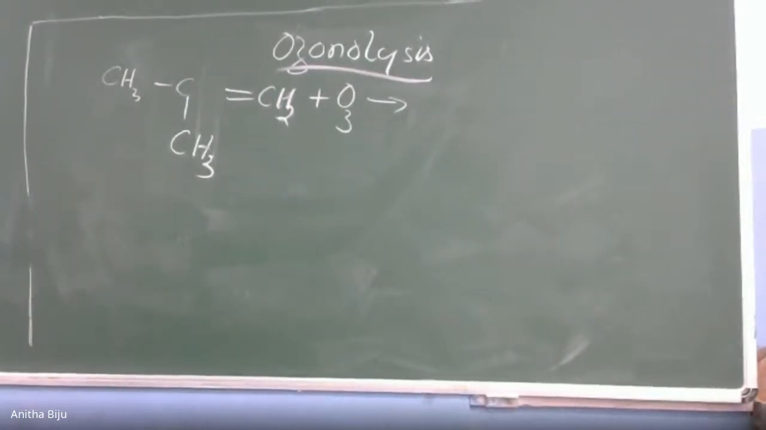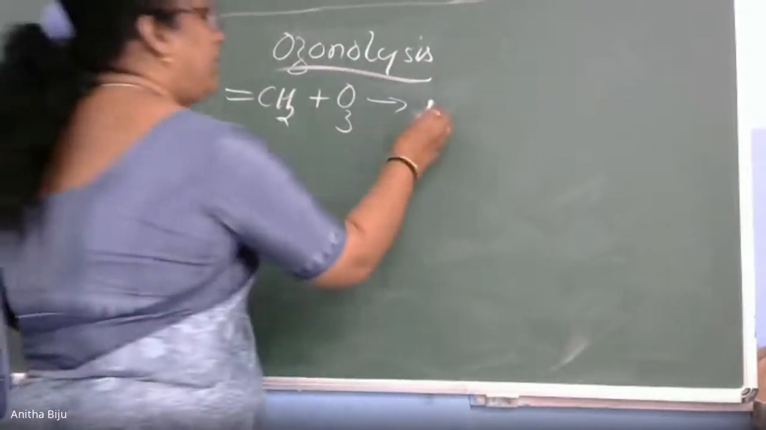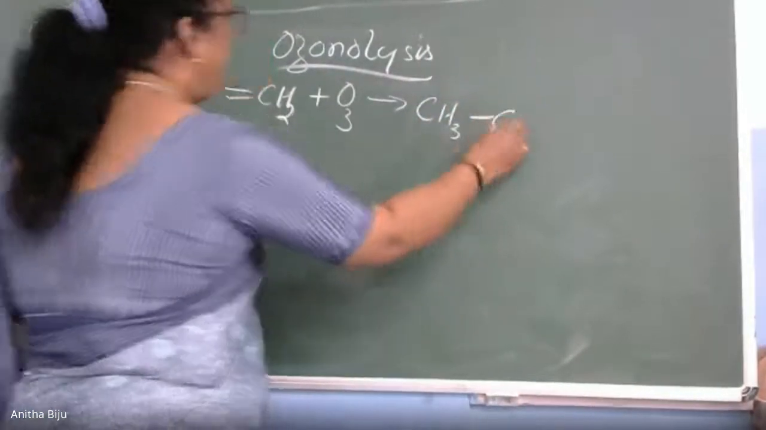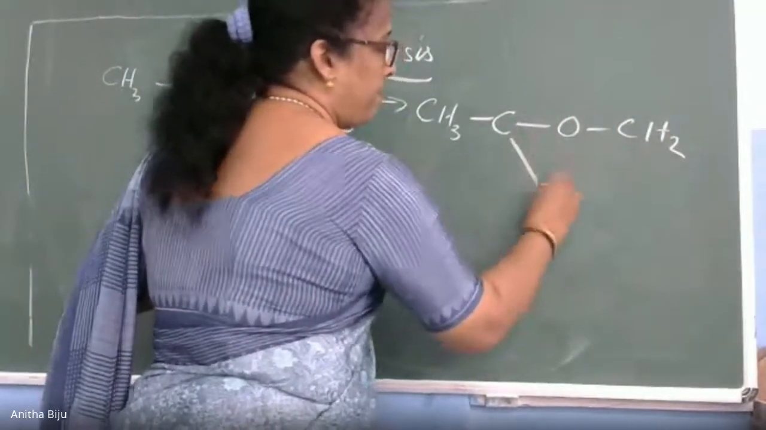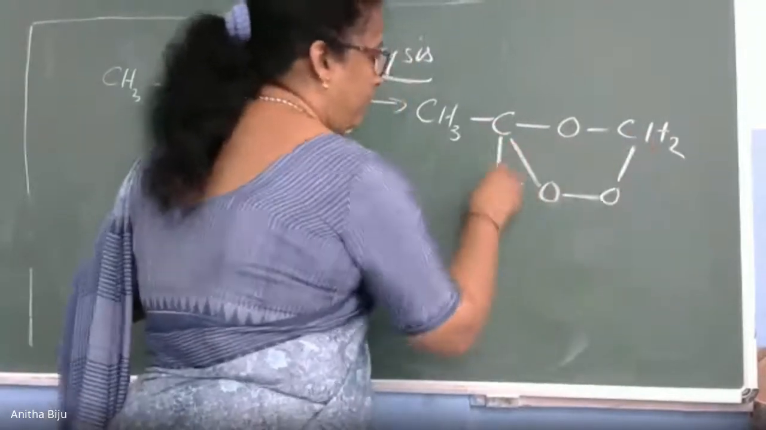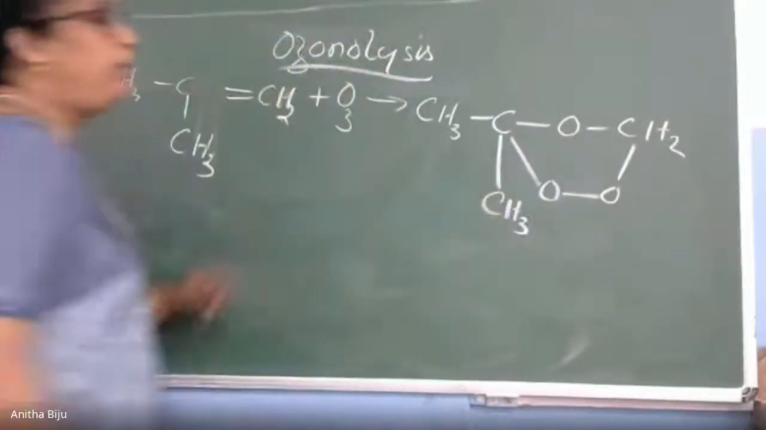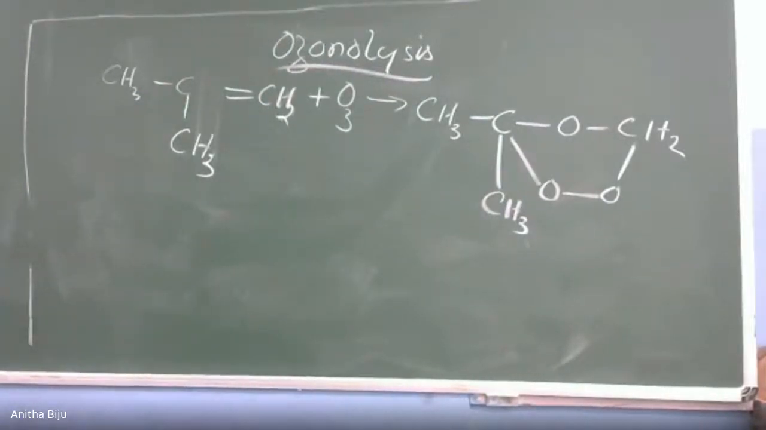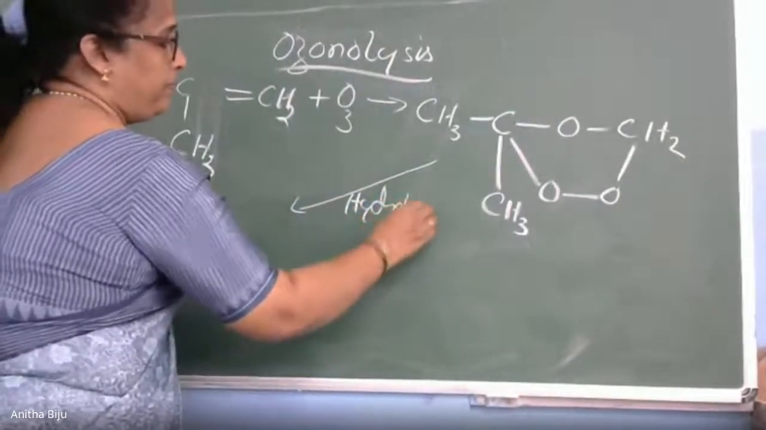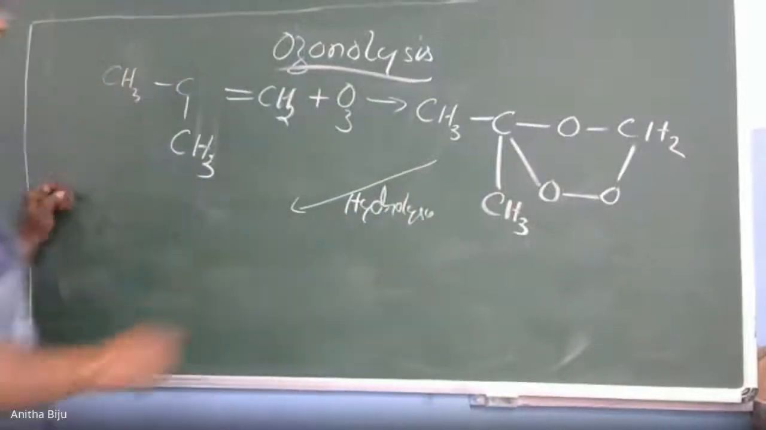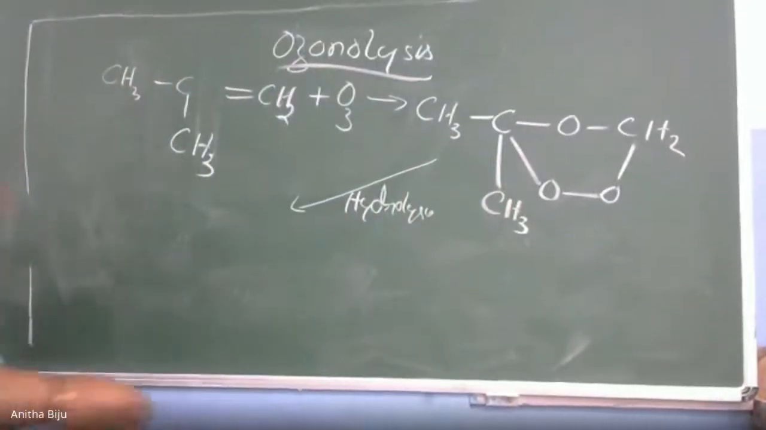Now the reaction mechanism is same. First we will get an ozonide. Let us see the ozonide. CH3, CO, CH2, CH3. This is the product obtained, and this product is ozonide. And the next step is hydrolysis. Again the reaction procedure is same.